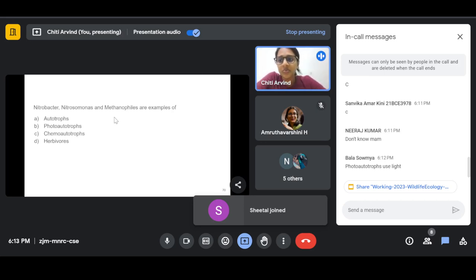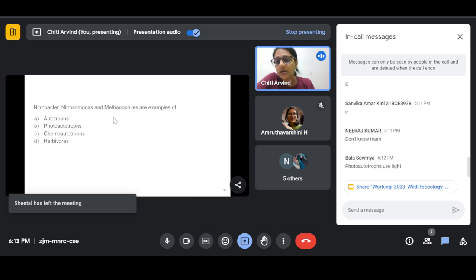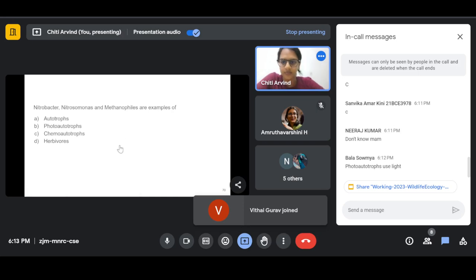And examples of chemoautotrophs are given out here, and other photoautotrophs are your plants, etc., that use the process of photosynthesis to generate food.